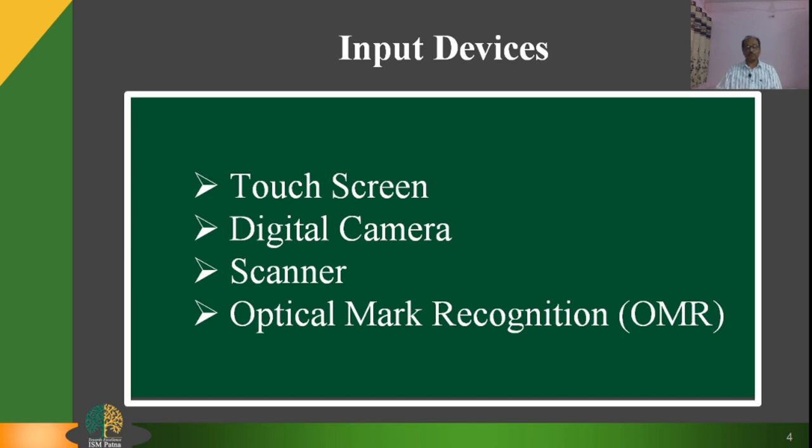Optical mark recognition, OMR in short, is the scanning of paper to detect the presence or absence of a mark in a predetermined position. Nowadays it is used as an input device for source data entry purposes. Universities and colleges often use OMR for the evaluation of OMR sheets for competitive examinations.